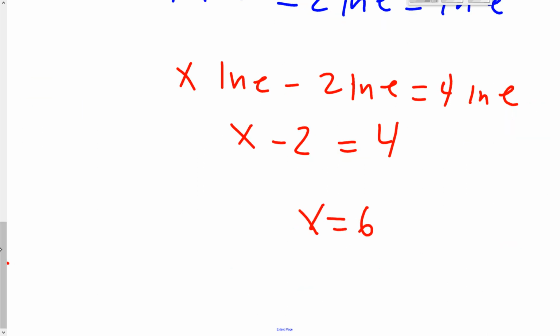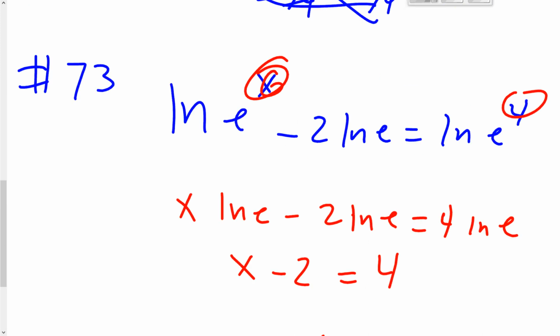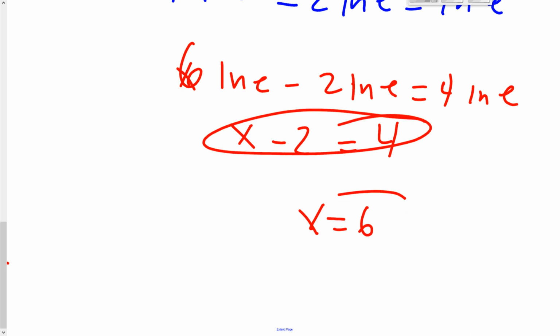We can go ahead and plug that back in. And 6, we're fine there, right? Because we're all positive here. So, and you can bring that out here. This is 6. 6 minus 2 is 4, right? So really, you can just check it here. So that is our answer.